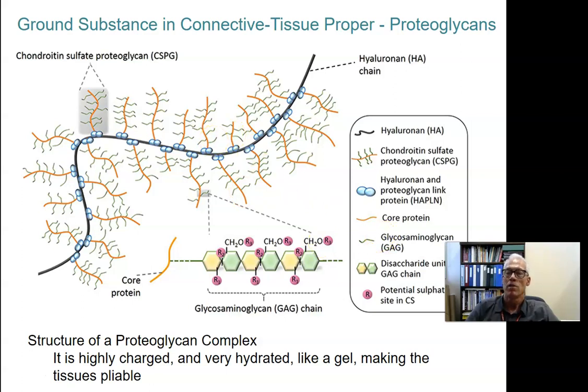The thing about a proteoglycan is because it's so charged and so huge and complex, it hydrates a lot of water. So when this thing is exposed to water, it clings to a lot of water molecules by virtue of its charge and the partial charges on the hydrogens of the water molecule. And so we have almost like a gel. So it makes the tissues pliable, gives them some sort of density, but yet they're pliable.